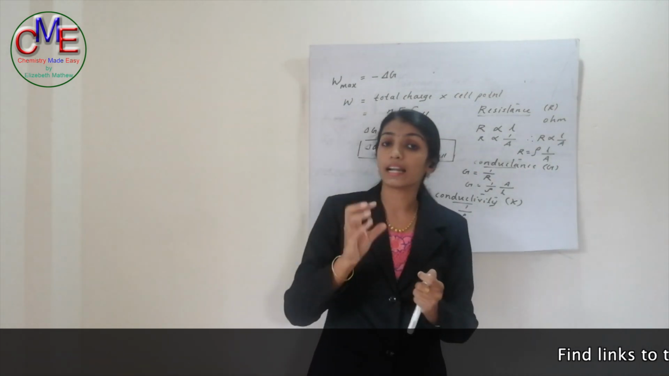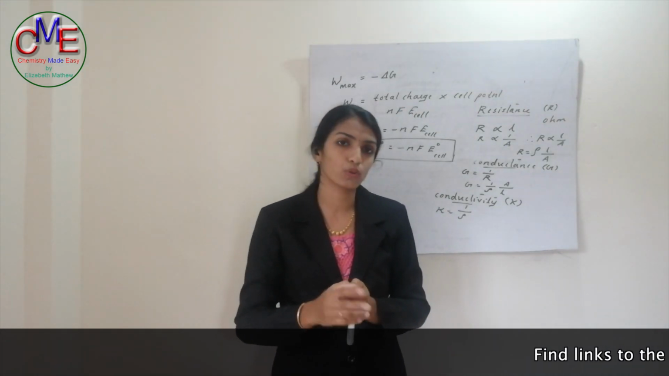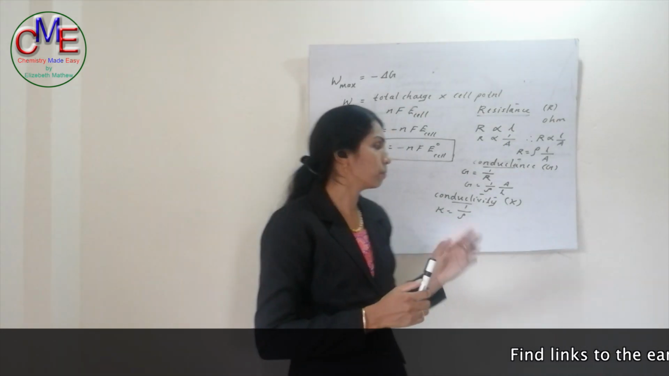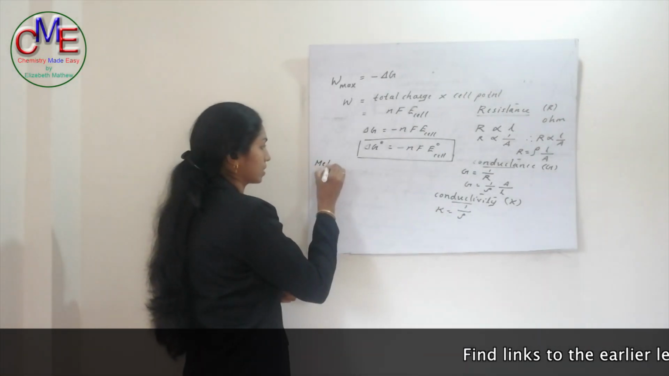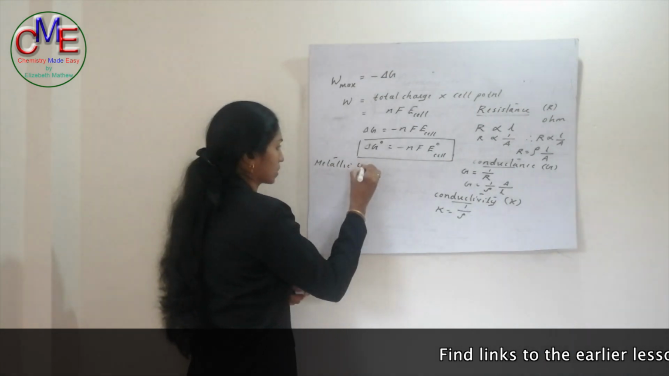Then conductors are mainly classified into two types. The first one is metallic conductors.